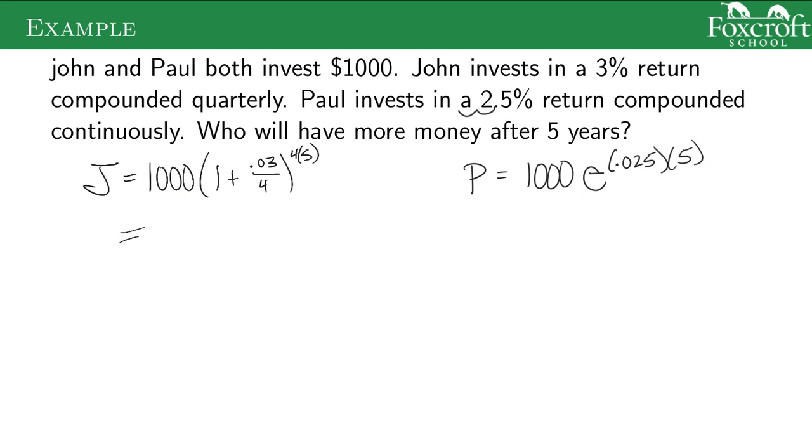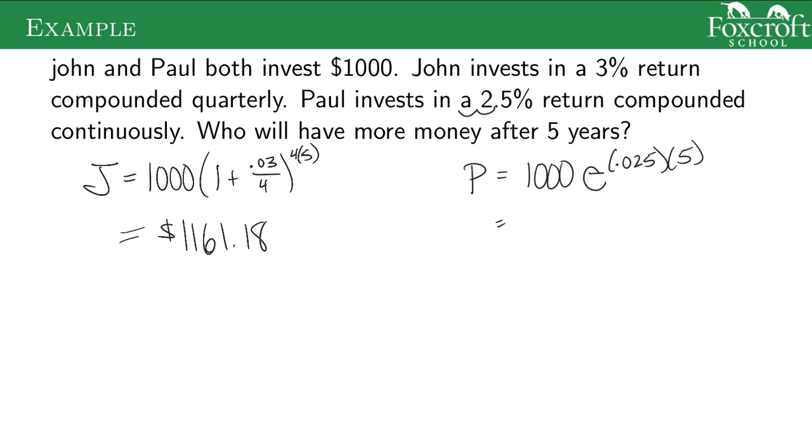So let's do John first. Again, just plug all this into a calculator. 1,000, 4 times 5. So after putting all that in the calculator, I get 1161.18. So John is making, basically in that 5 years, an extra $161.